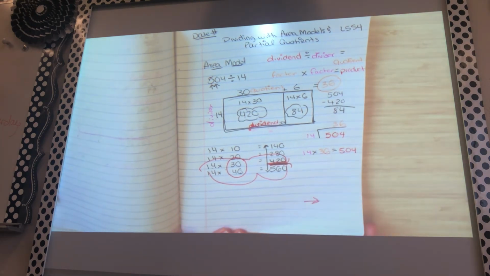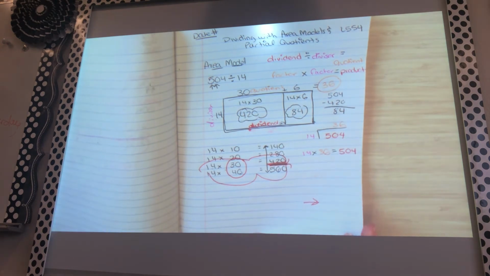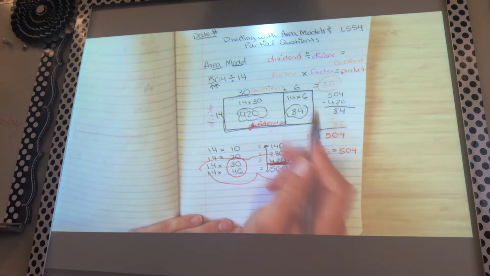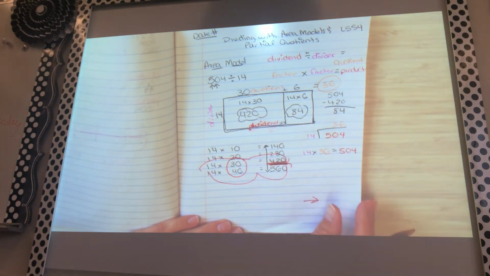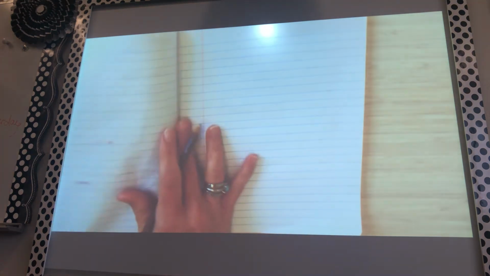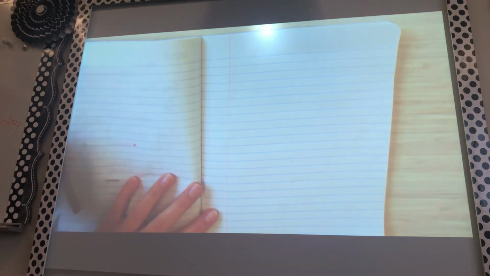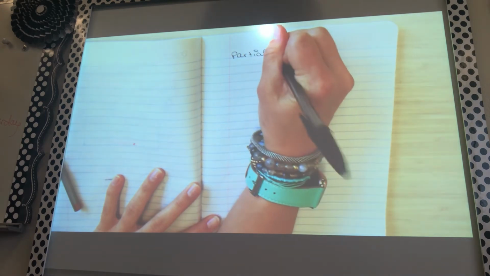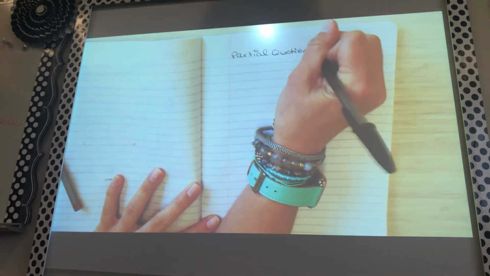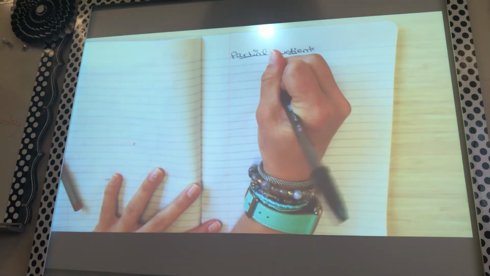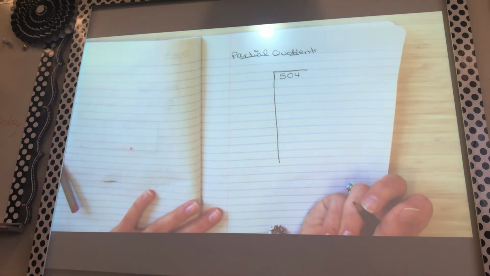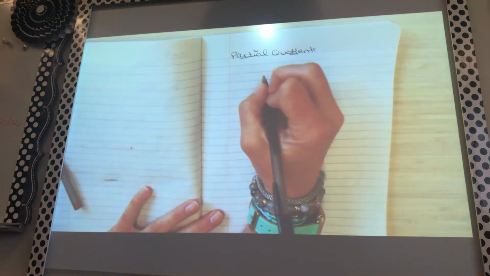We're going to flip the page over, and we're going to do partial quotients, which is quite simple, similar to area model. It's just not drawing the model. It's doing the problem out in a division symbol. So I have my 504. Partial quotient. This is my title so I don't get myself confused. And just like in multiplication, I'm going to draw out that long line so I can separate it and I don't get my math confused with my numbers.